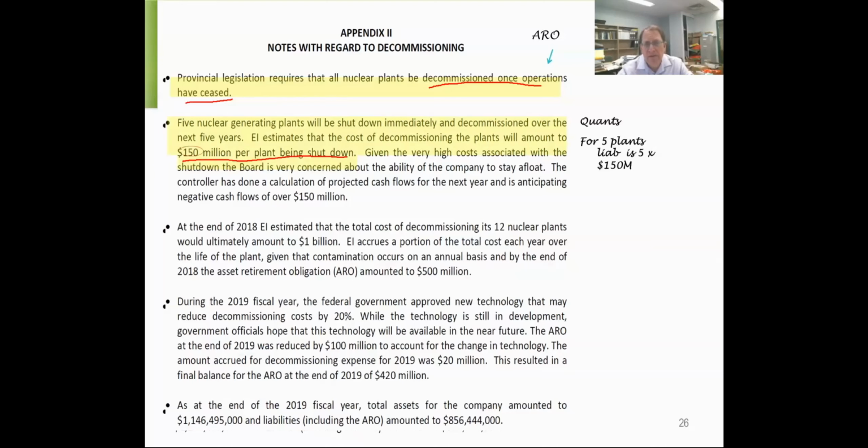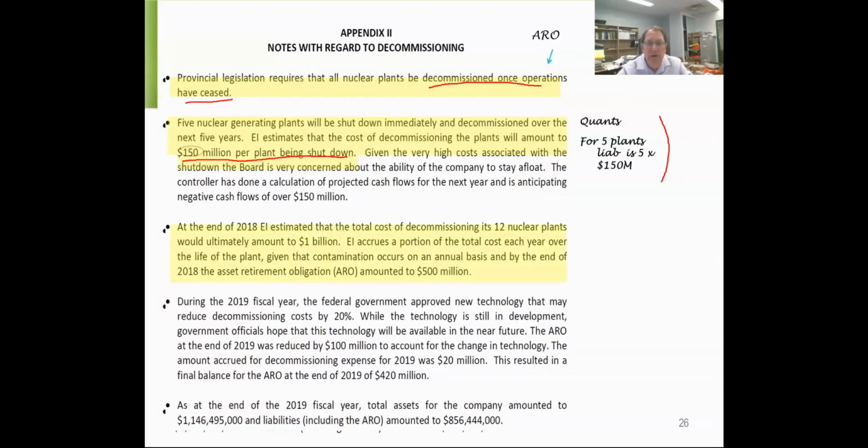Okay, forget about the going concern part. The controller did okay, fine. Is anticipating to have cash flow. All right. So look what I wrote down. 5 plants, that's 150 million each plant. That's 750 million liability I want to see on the books. They're closing down 5 plants. I have to provide for that. Okay.